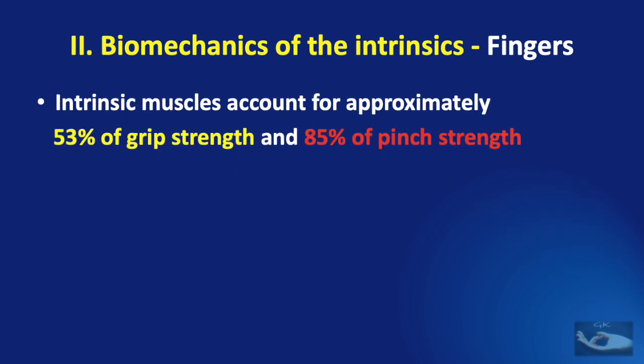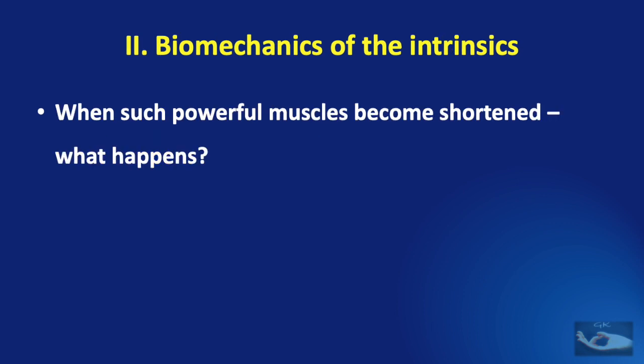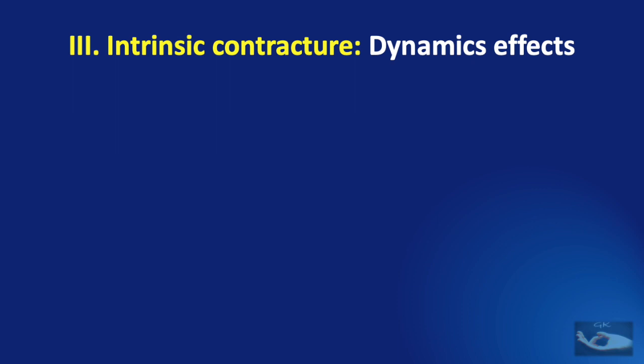It has been noted that intrinsic muscles account for approximately 53% of the grip strength and 85% of the pinch strength in the hand. So when dealing with these intrinsic muscles, we need to remember that they are very strong muscles. When such powerful muscles become shortened, what happens? So we shall now see the dynamic effects that can be caused by contracture of these muscles or shortening of these muscles.